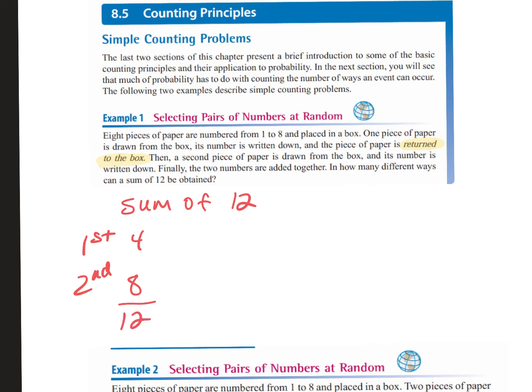Okay. What else can give me 12? 6 and 6. Okay, 6 and 6. I like that. 6 and 6 gives me 12. What else can give me 12? 7 and 5. 5 and 7. Good. 5 and 7. I'm just writing them in order because I like the way it looks. How else can I get 12?